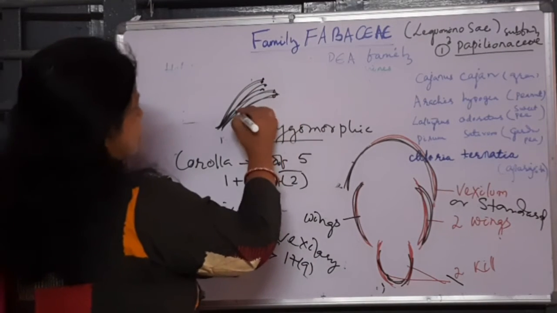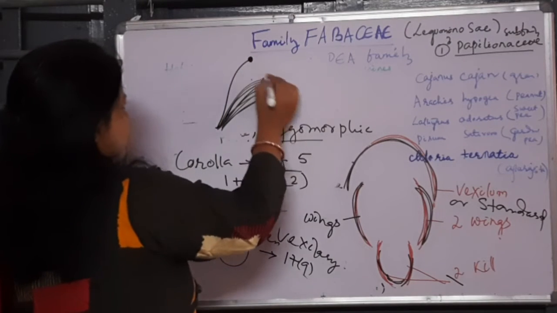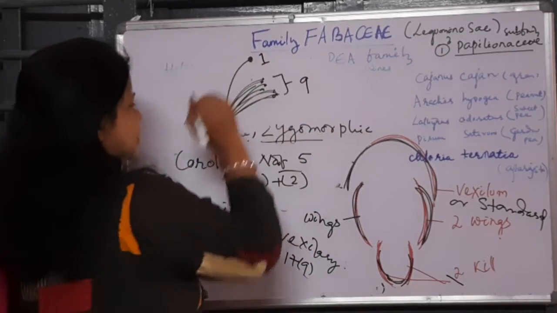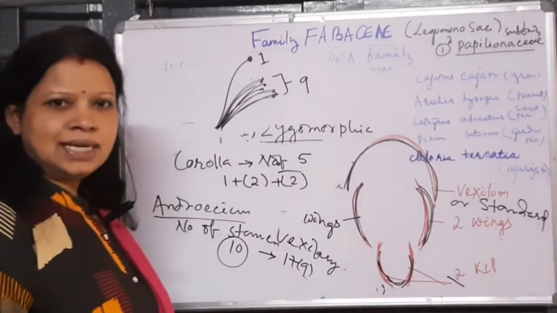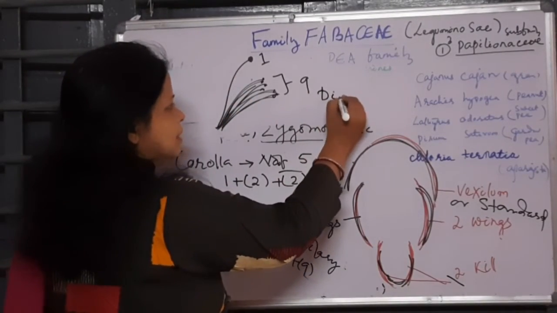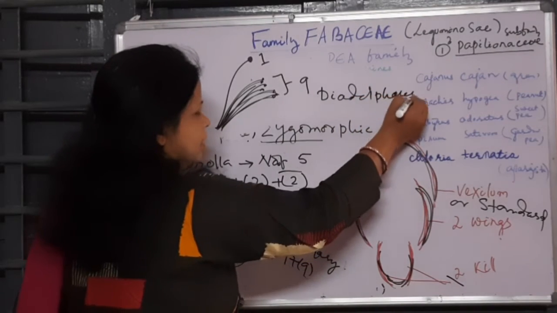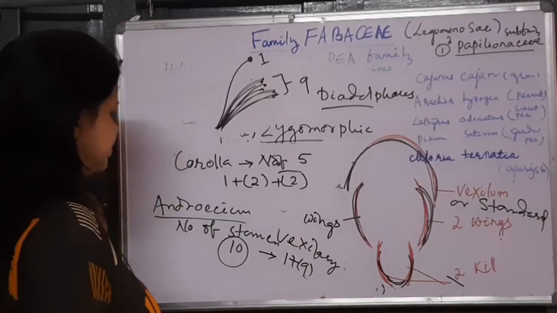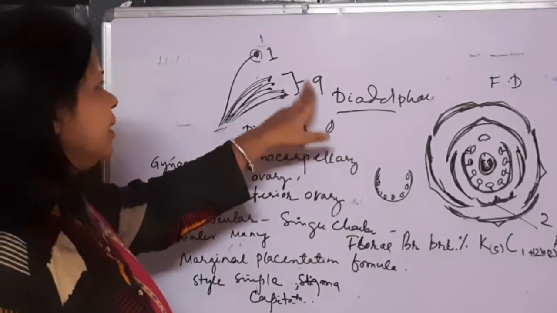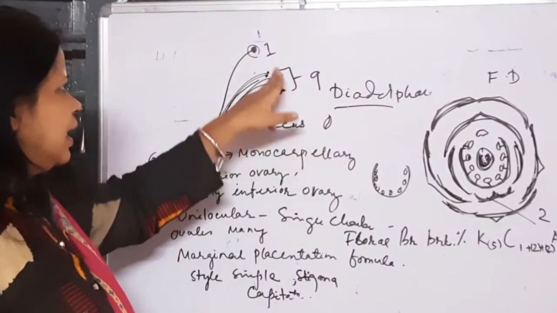So these are the 9 stamens which are collectively present together, and this is the single stamen. These are the 9 and this is 1. So the total number of stamens is 10 and they are present in 2 bundles, which is known as diadelphous condition. Number of stamens 10, arranged 1 plus 9. That is a diadelphous condition.